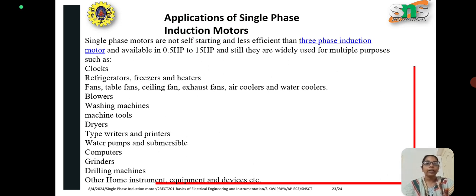typewriters, printers, water pumps, submersibles, computers, grinders, drilling machines and other home equipment. So that's all about the construction, working principle, types and applications of single phase induction motor.